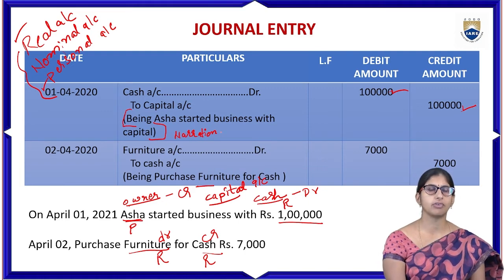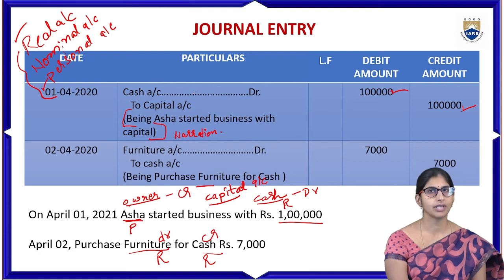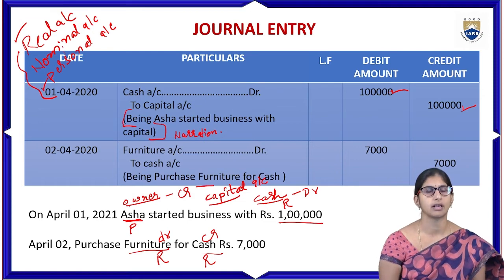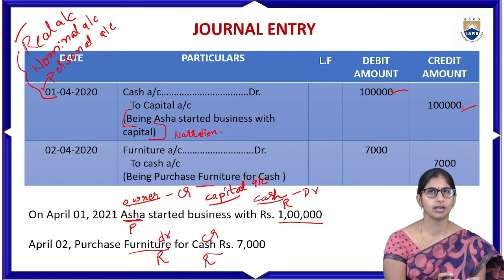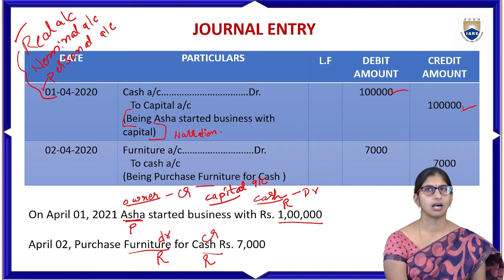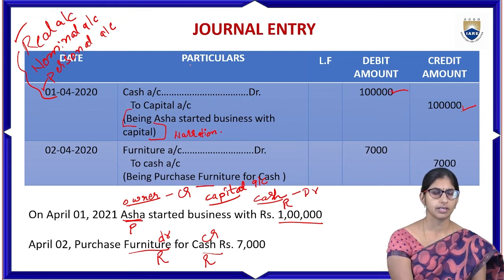For every entry, we have to write the narration, which gives a small description of the entry, whatever we have written here. By just seeing this entry, we won't know who has started a business. We don't know the name of the particular owner. So by seeing this narration, we'll understand that Asha has started a business with some amount of capital. So this is a small description for the entry, whatever is recorded here.